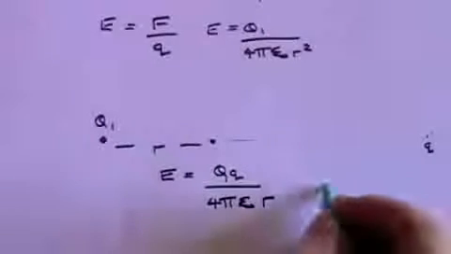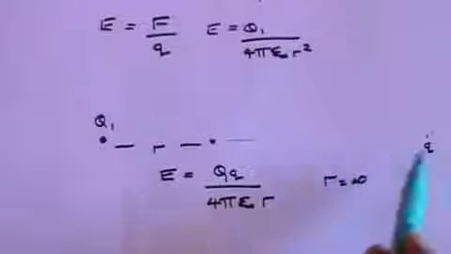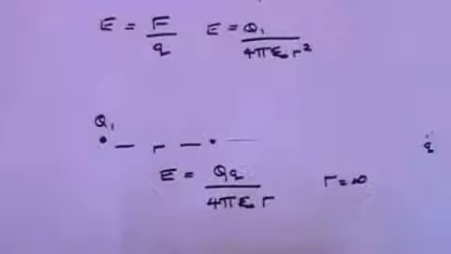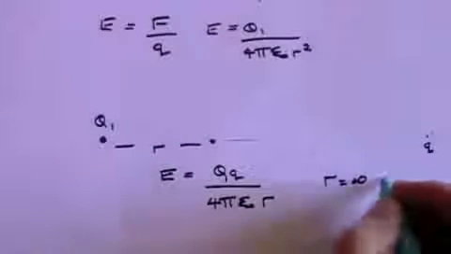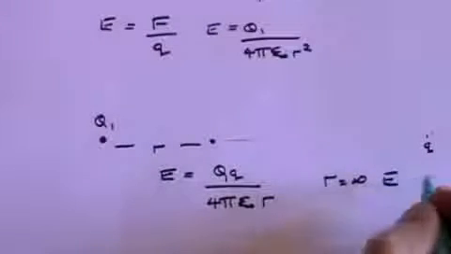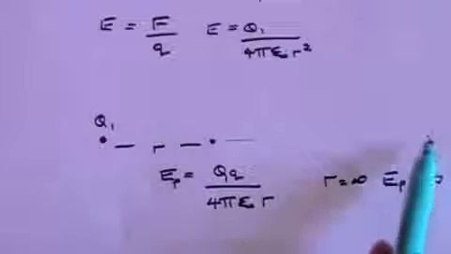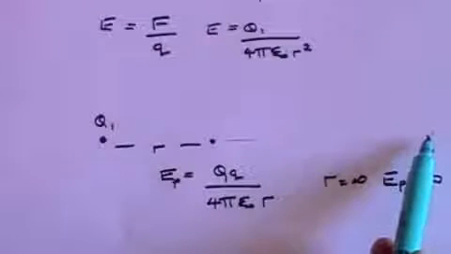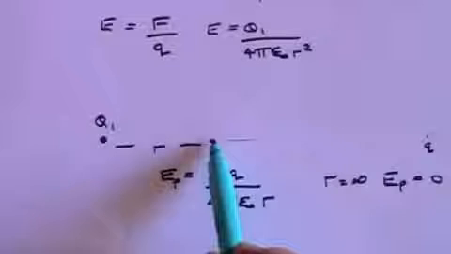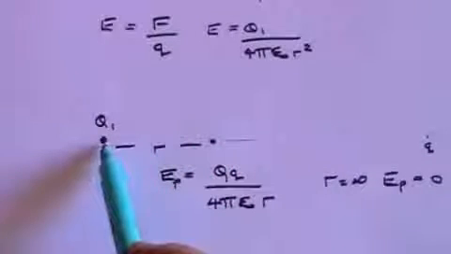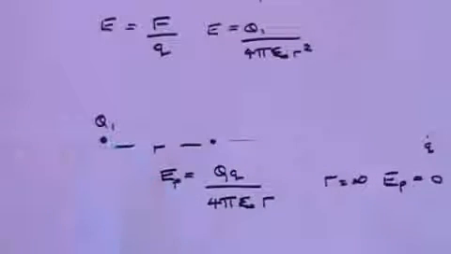And that means that when r is infinity, that is when the test charge was infinitely far away, then the potential energy, EP, is equal to 0. This is the potential energy, and that's the energy required to bring a test charge from infinity to a point r away from the main charge Q1.